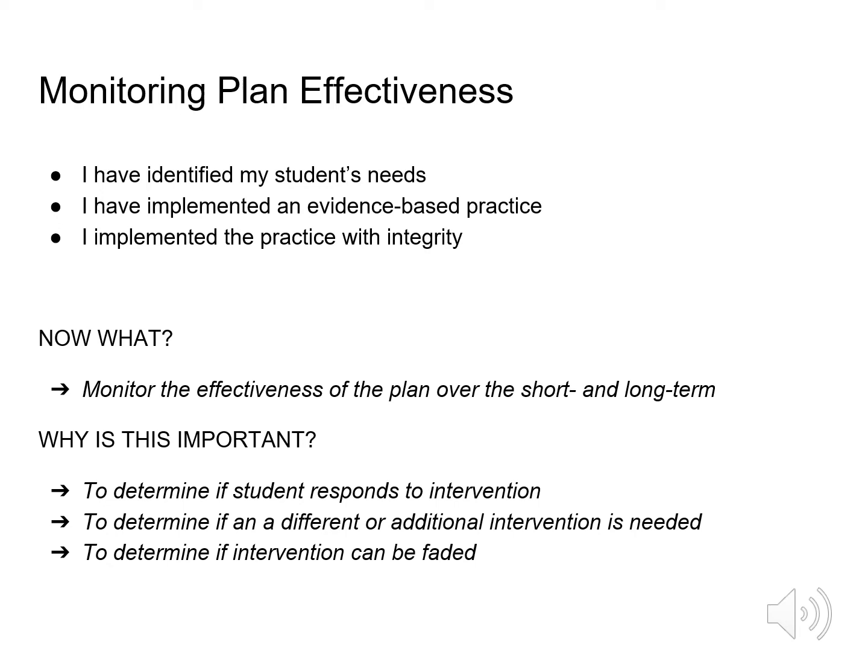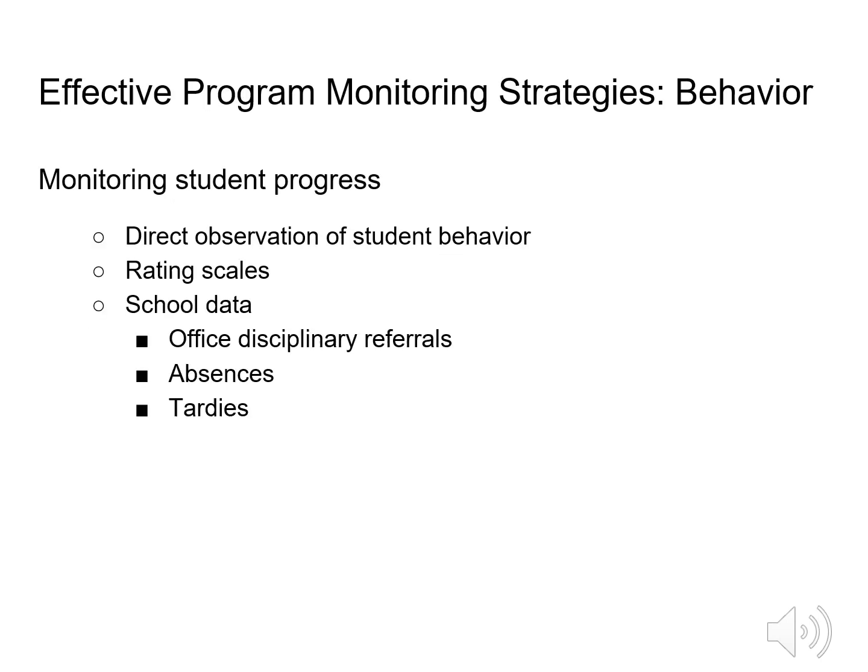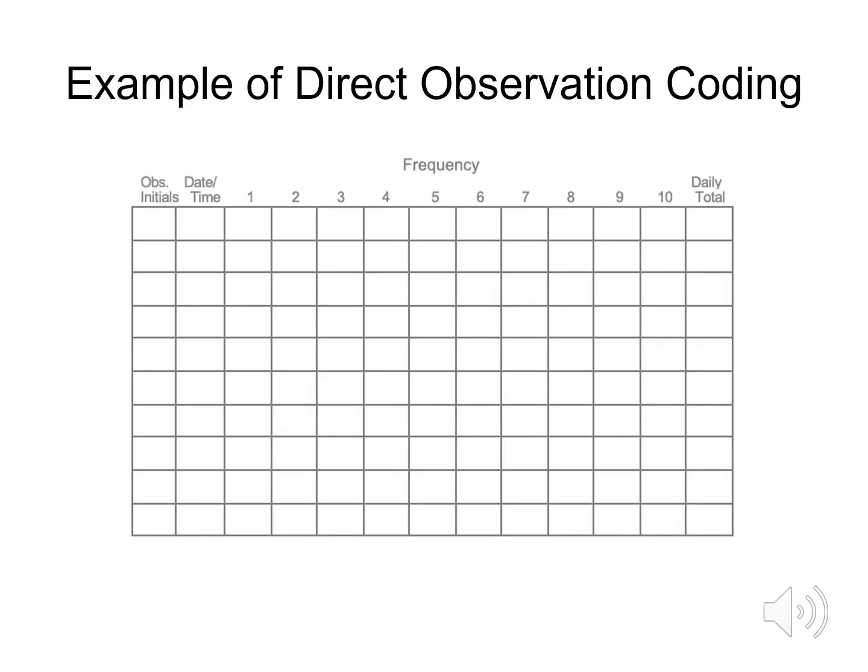If students respond to the intervention well, teachers can also use student data to determine whether the intervention can be faded. Teachers can determine the effectiveness of the behavior intervention by monitoring student behavior using direct observation or using behavior rating scales. Commonly collected data such as office disciplinary referrals, absences, and tardies can also be used.